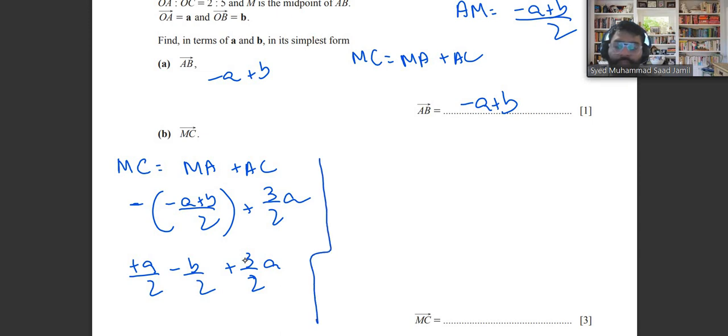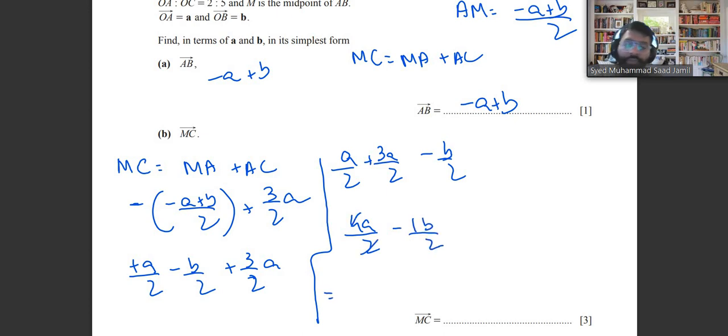Alright. So a upon 2 plus 3a upon 2 minus b upon 2. So this becomes 4a upon 2 negative 1b upon 2. So 4 divided by 2 is 2. So this becomes 2a negative 1 upon 2 b. So your answer is going to be 2a negative 1 upon 2 b.